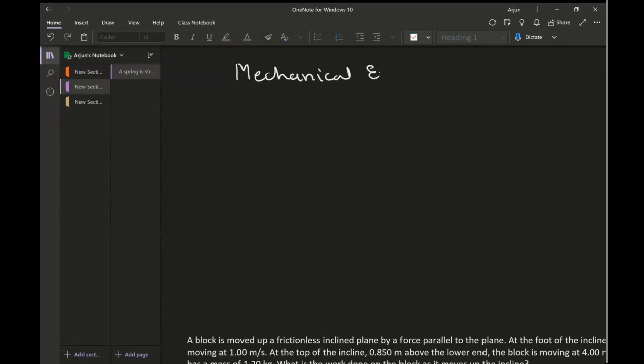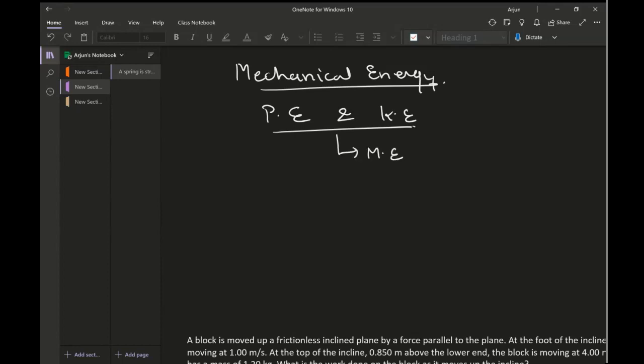Mechanical energy. So, if I go back into the concept of energy, we did talk about two types of energy specifically: potential energy and kinetic energy. If I add these two types of energy, that's going to give me mechanical energy. It's just the sum of these two energies. So I'm going to take an analogy here.